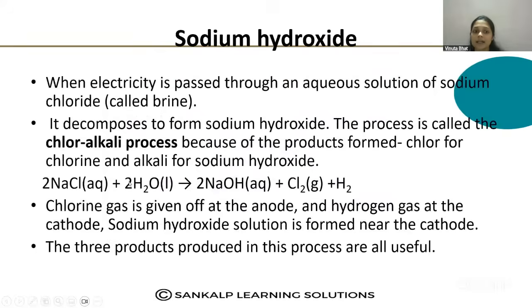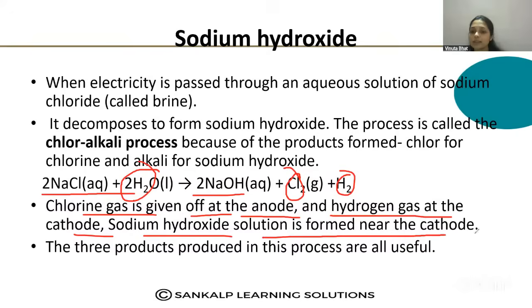So here you can see NaCl plus water forms sodium hydroxide, chlorine and hydrogen gas. Chlorine gas is given off at the anode and hydrogen gas at the cathode, and sodium hydroxide solution is formed near the cathode. The three products produced in this process are very useful.